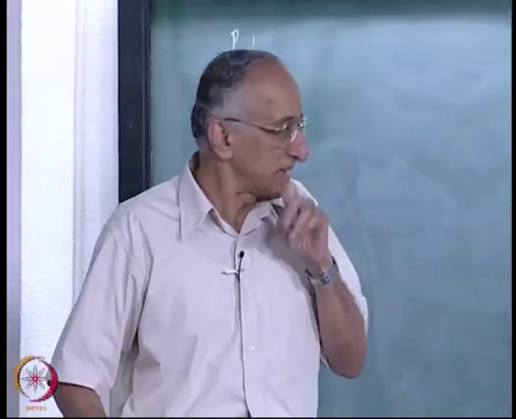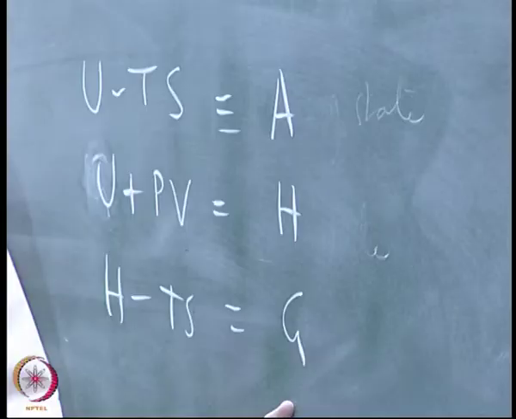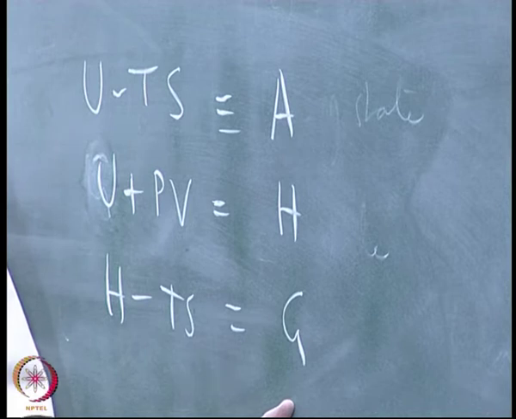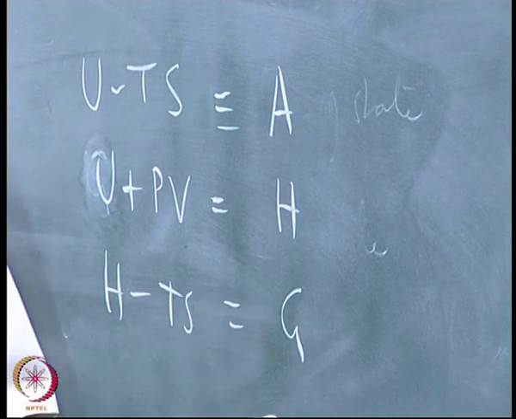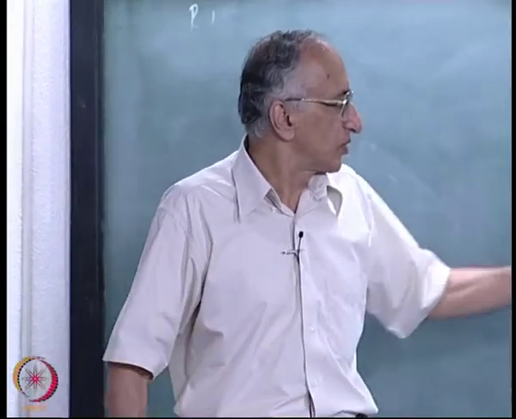I am going to derive this result. I am going to show you that whenever T and P are held constant, pressure and temperature, which is what happens in flow processes in the chemical industry, equilibrium is attained when G is a minimum. Therefore, A and G are very important. Actually, you could use U and H.